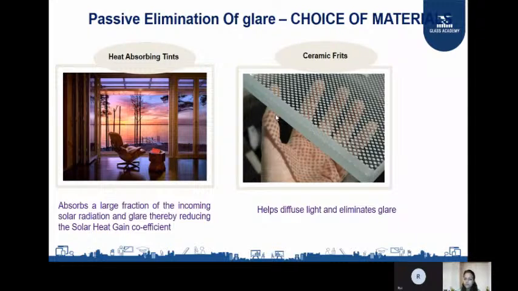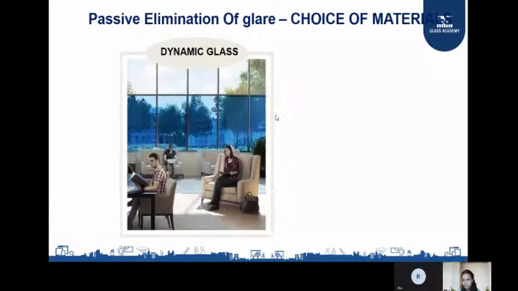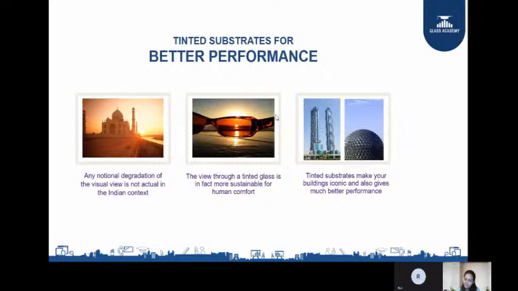And second, passive elimination of the glare is choice of material. You can go with the tinted glass or optimum VLT glass, which will absorb a large fraction of incoming solar radiation and glare, thereby reducing the solar heat gain coefficient, and also will give you the optimum VLT. And second is you can do the ceramic fritting. It will diffuse the light and eliminate the glare.